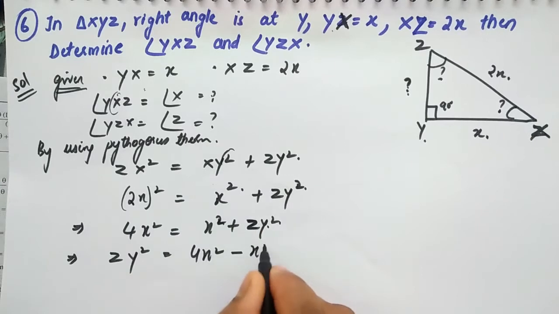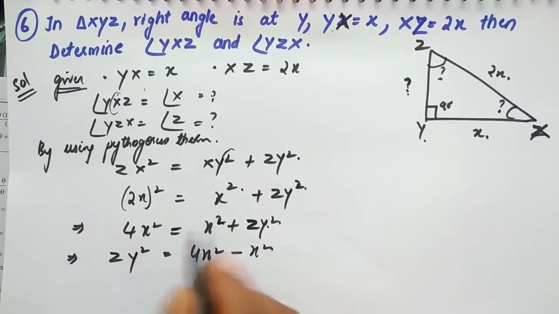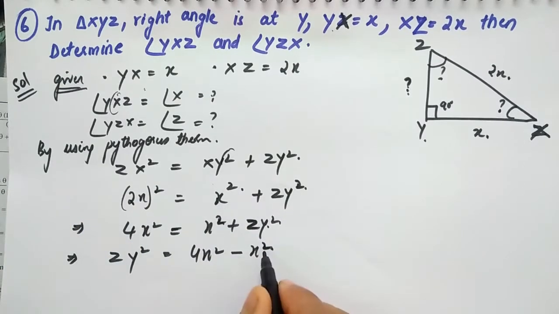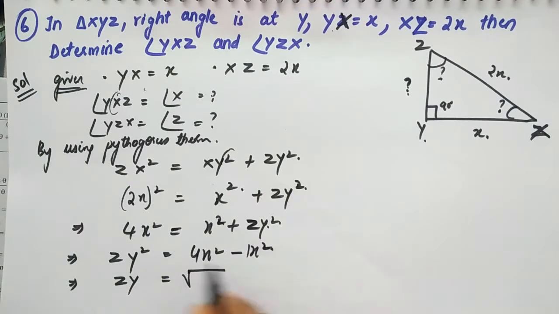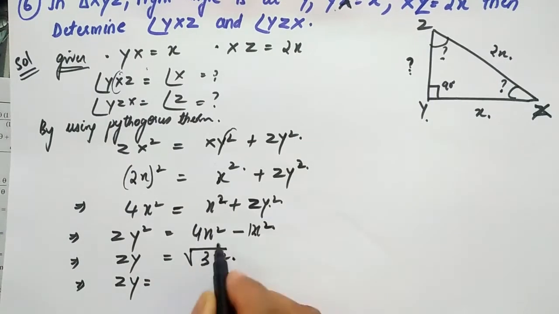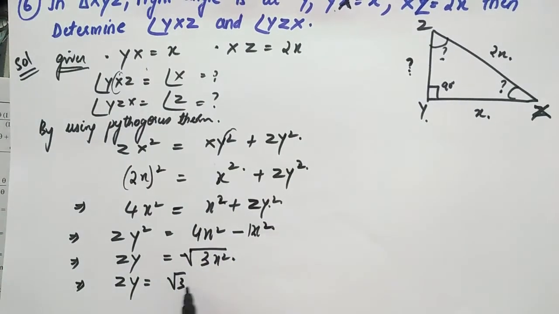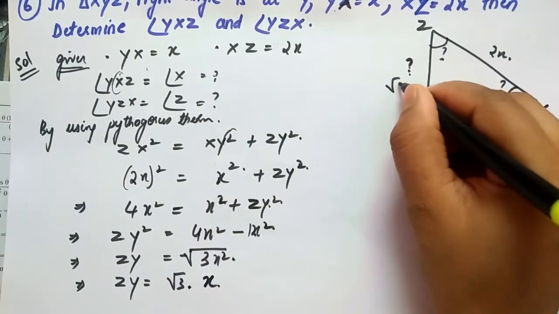Plus x square goes to that side of the equation and becomes minus x square, right? So zy is the root of 4x square minus 1x square. 4 minus 1 is 3x square. So zy is equal to root 3, and x square and root get cancelled, so it is root 3 into x. On x there's no root because we have already taken out the root and the square. So this is the value of yz, root 3 into x.